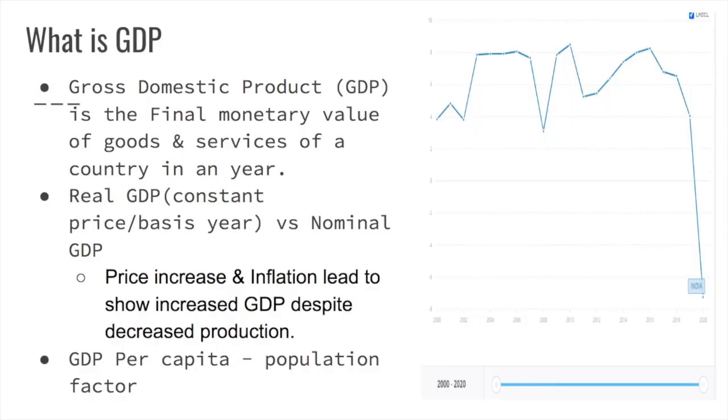So we have all heard about GDP in the news channels, in the newspapers, and everywhere. We have a rough idea about it, but let's look at what exactly it is in very simple terms. The definition is gross domestic product. The definition also says that it is the final monetary value of the goods and services of a country in a year. Right? So it's a monetary value of the goods.